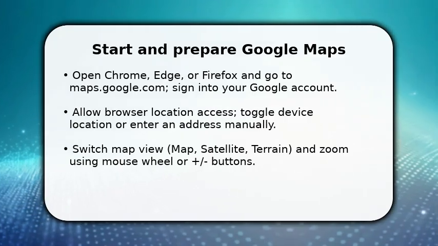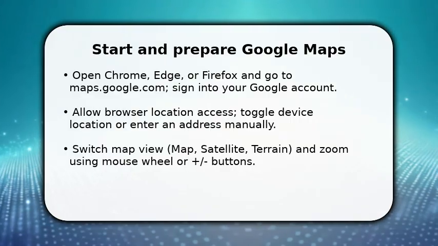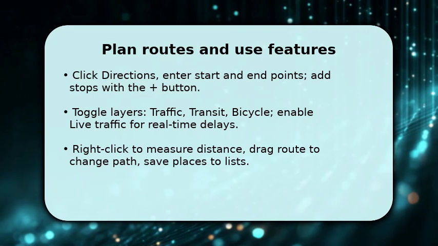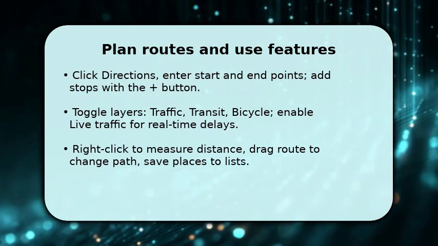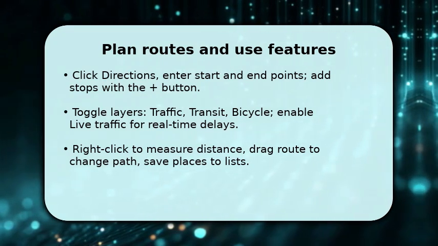Use the mouse wheel or the zoom buttons to set scale. Once done, you're ready to search for destinations and build your first route. Create directions by clicking directions and entering your origin and destination. Add intermediate stops with the plus button to plan multi-stop trips.